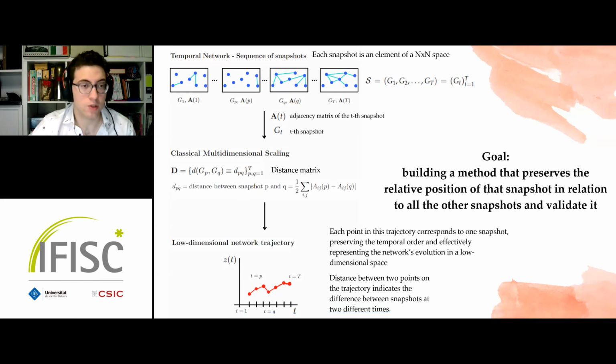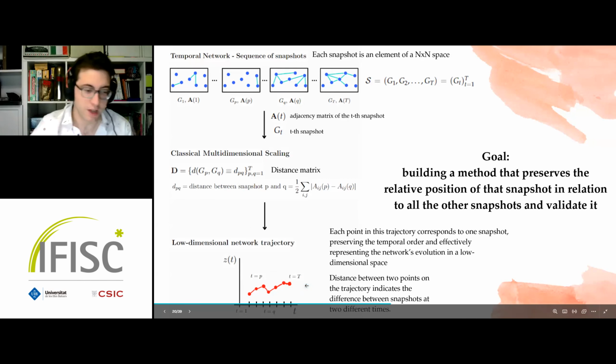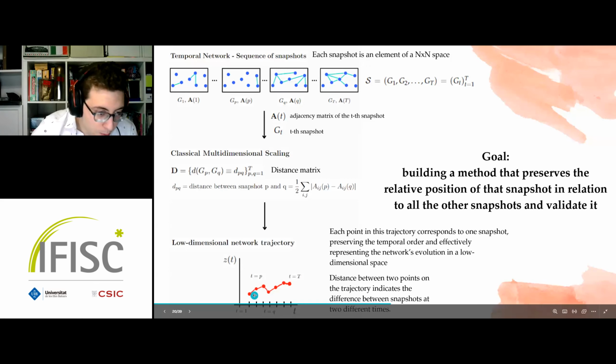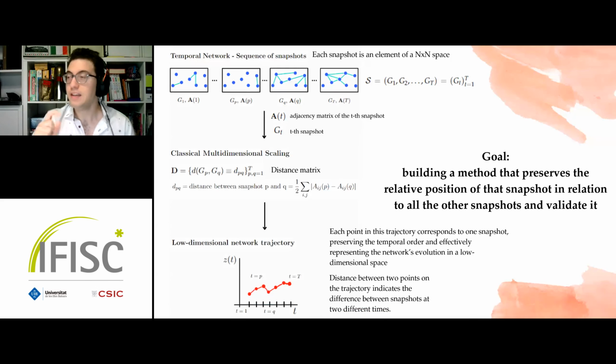Suppose that these 7 red points shown here are like 7 snapshots at the top, right? We want the distance between 2 points, for example this first one and this third one, on the trajectory to indicate the difference between those snapshots at 2 different times in the reduction. So we are pretty ambitious because an n-square dimensional space is very big, but the intuition is that the adjacency matrices are going to be very sparse, so they are not going to contain plenty of information, right?